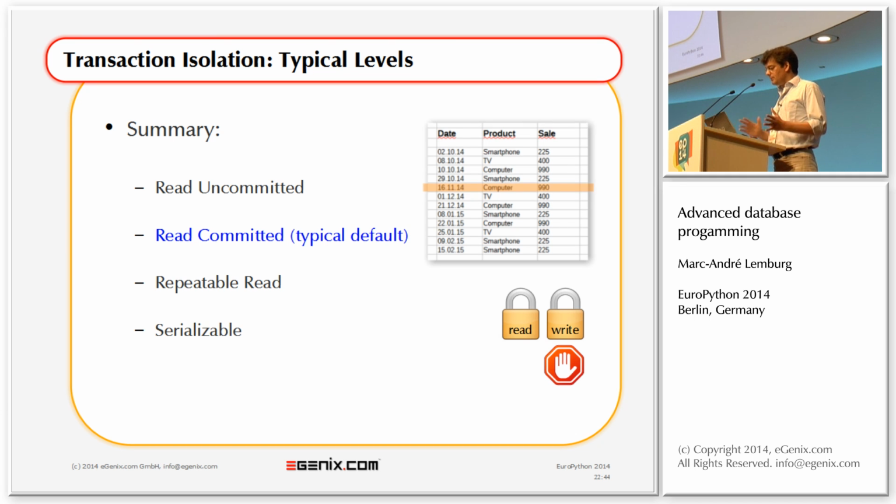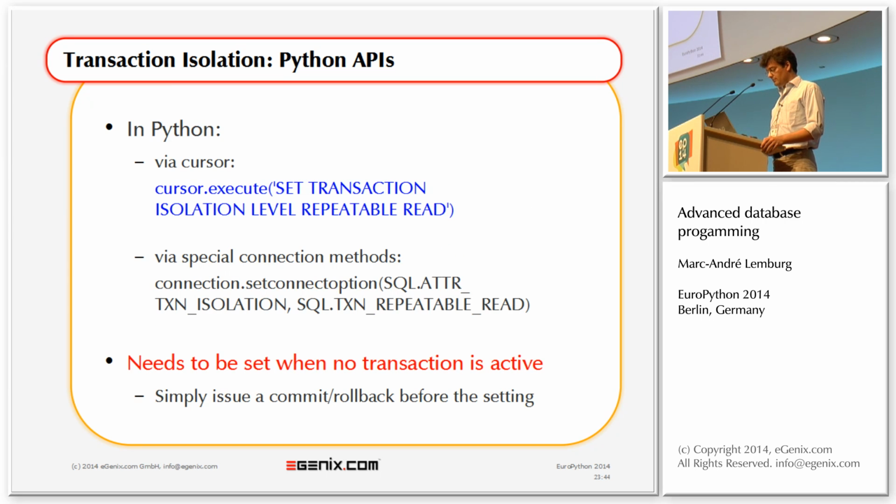All of these levels are necessary for some applications. For example, if you want to run a report, you may want to avoid inconsistencies in the report. So you may, for example, want to use the serializable isolation level. And these other levels can be used if you have situations that are not as strict about data processing.